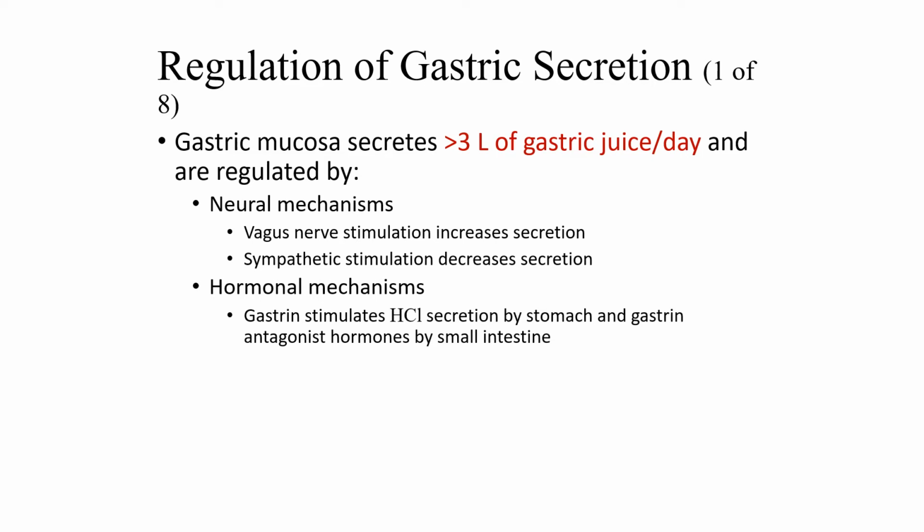Now this secretion is going to be regulated by the nervous system and the hormones. So remember that the parasympathetic nervous system increases secretion, and the sympathetic nervous system is going to decrease secretion. What do the hormones do? Well, gastrin stimulates hydrochloric acid secretion, and then it can be used as an antagonist by hormones from the small intestine. Okay?